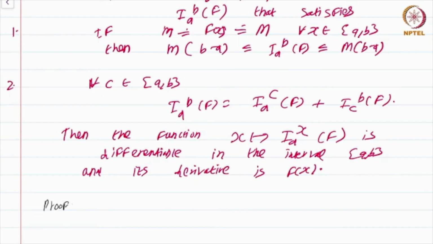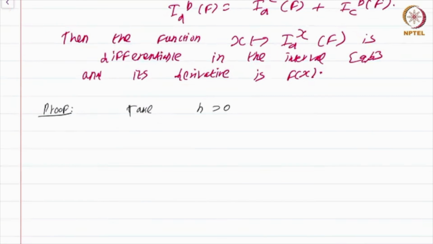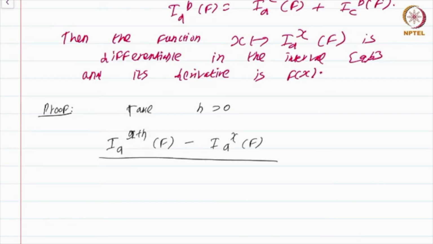Proof. So, what we will do is first take h to be greater than 0. The h less than 0 case is exactly similar. Word for word, you just have to change a few signs and everything will drop out in your lap. I leave it to you. What we have to do is find I_a,x+h of f minus I_ax of f, divided by h. This is the Newton quotient. We are going to compute the Newton quotient by hand.